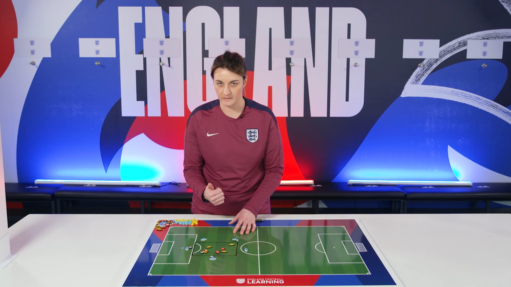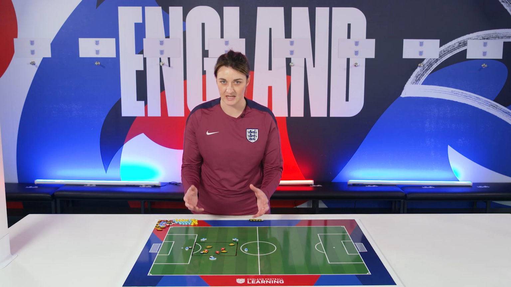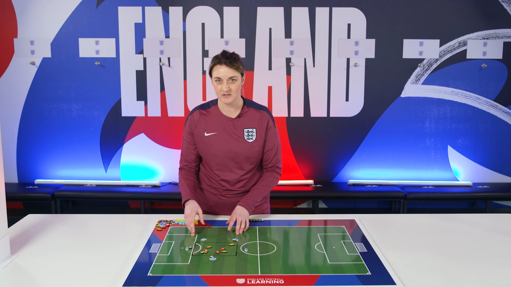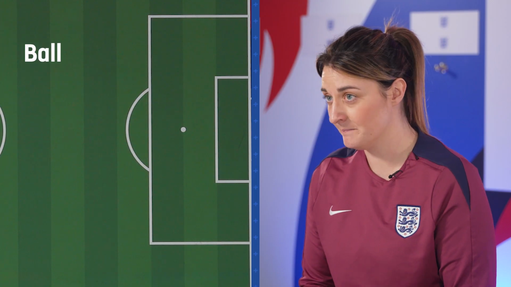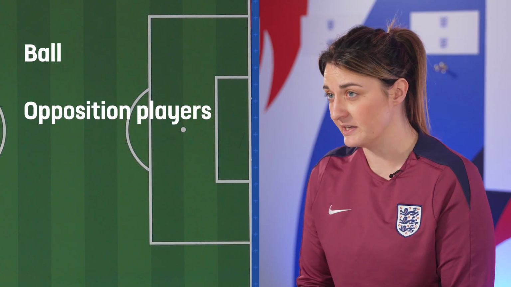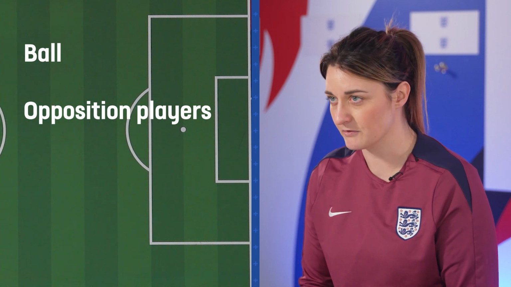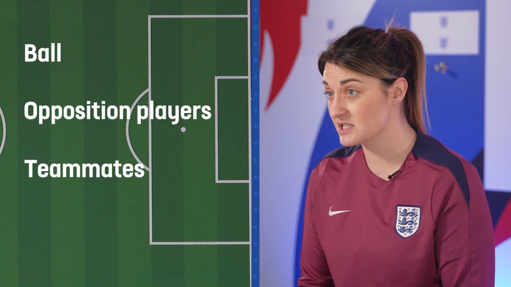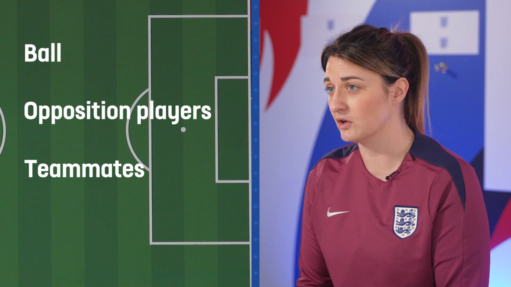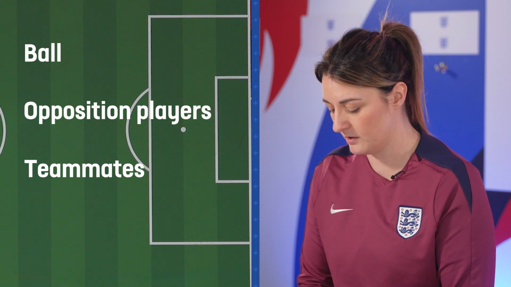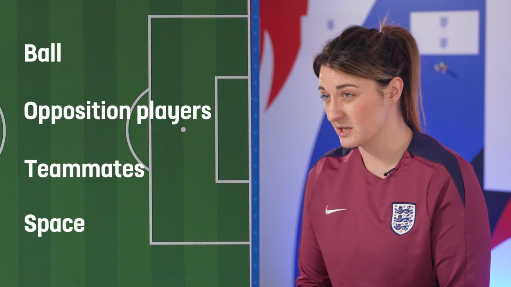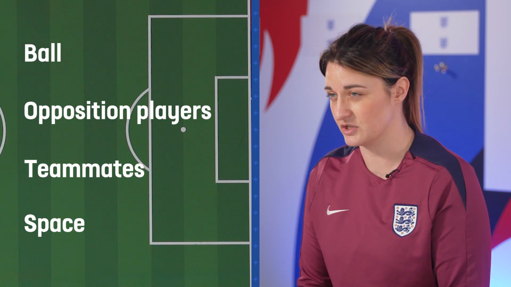There are 4 key things you want them to look for, and the best way to say it is scan for bots. And by bots we mean the ball, the opposition players that are around us, so the defenders around us, our teammates, because ultimately that's who we're going to be looking for next once we've turned with the ball, and then the space, because we need to know what space we can turn into when we receive it.